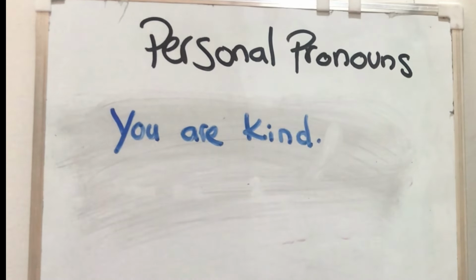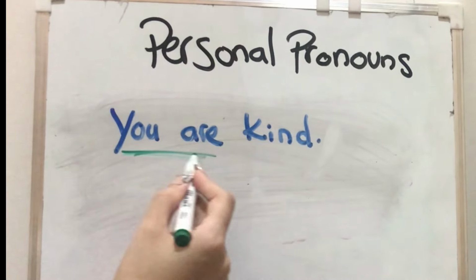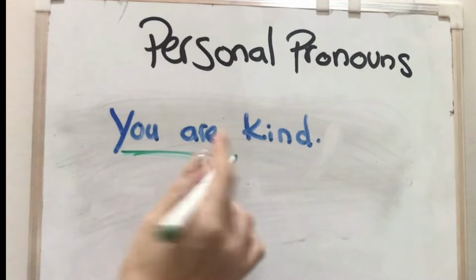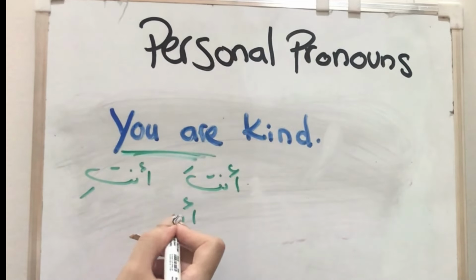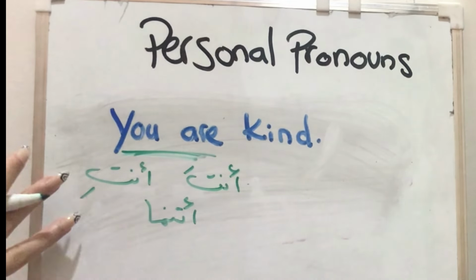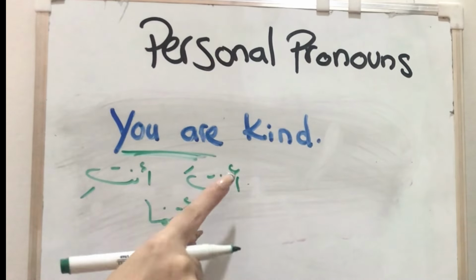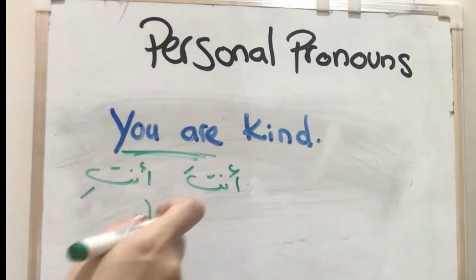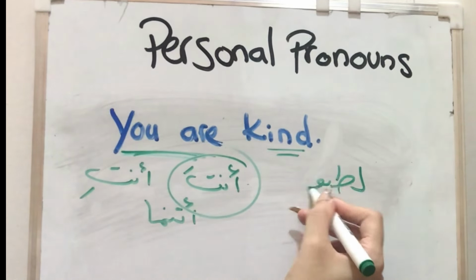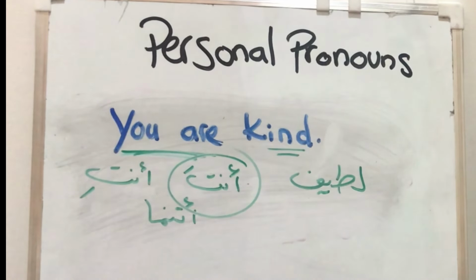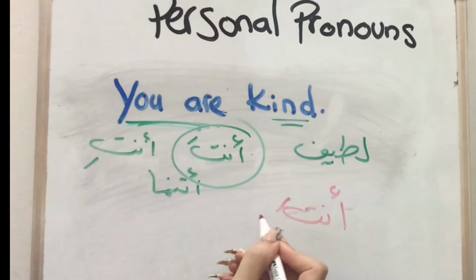You are kind. Okay, so starting with "you are", I've already taught you. "You are" could be anta, anti, or antu. I can't say the plural, but it's either this or this. So we are going to assume that it's a man, so we say anta, and kind is latif. Anta latif. You are kind.